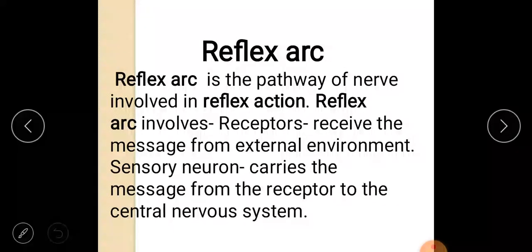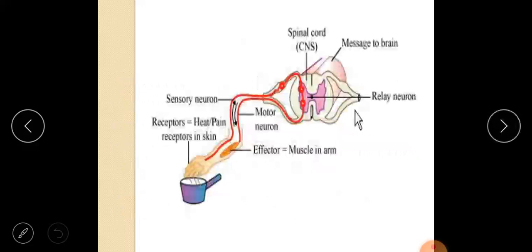Reflex arc: the path showing the reflex action, the pathway of nerves involved in reflex action. So what does it involve? It involves the receptors that receive the message from the external stimulus. The sensory neuron carries the message from the receptor to the central nervous system. We can see this diagram here.